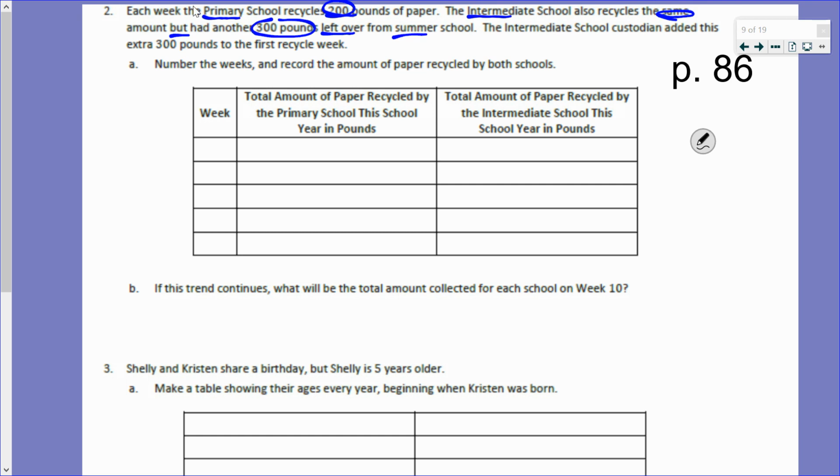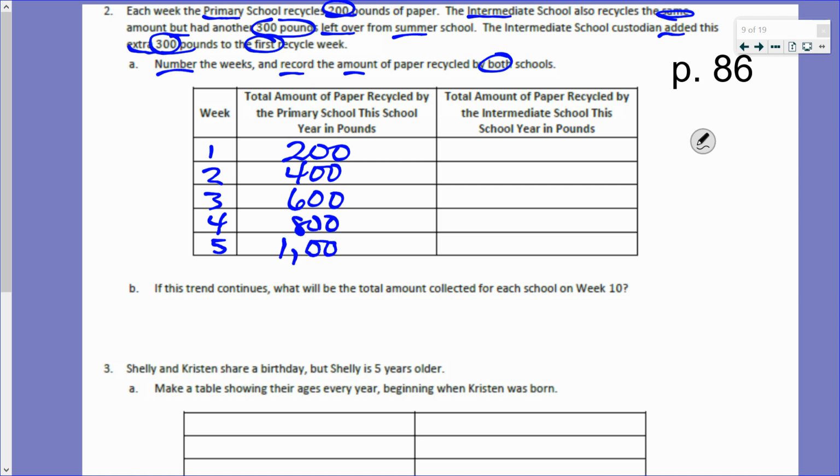The custodian added this extra 300 on the first recycle week. So we're going to number the weeks. In other words, 1, 2, 3, 4, 5. And then record the amount of paper by both schools. So in the primary school, it's just the 200 that they get each week, right? So we go 2, 4, 6, 8, and 1,000.